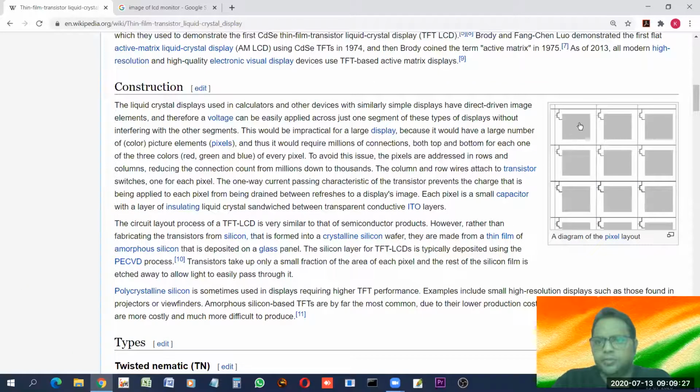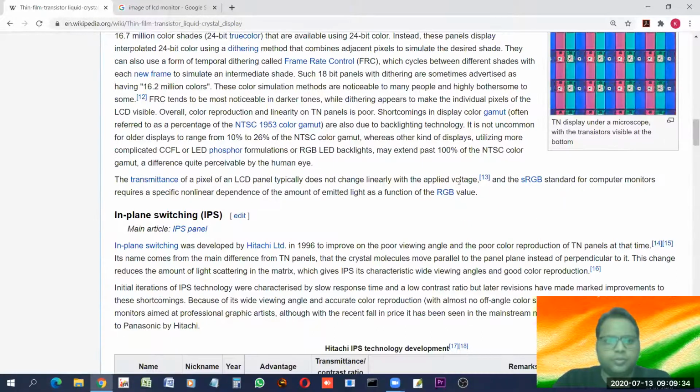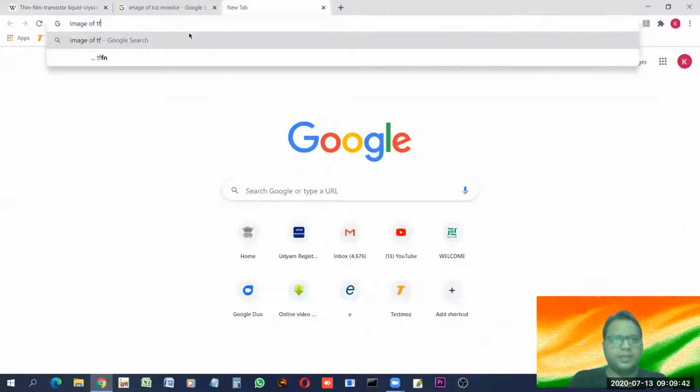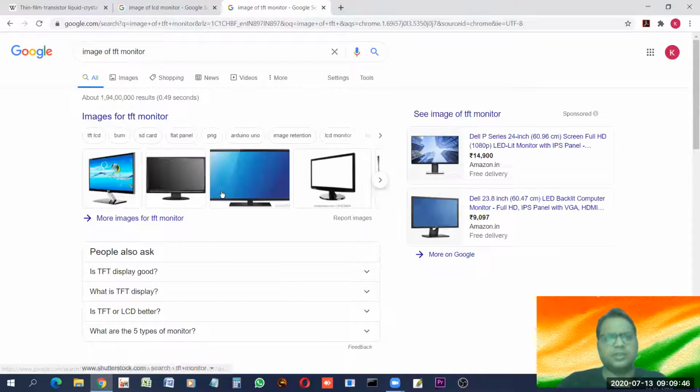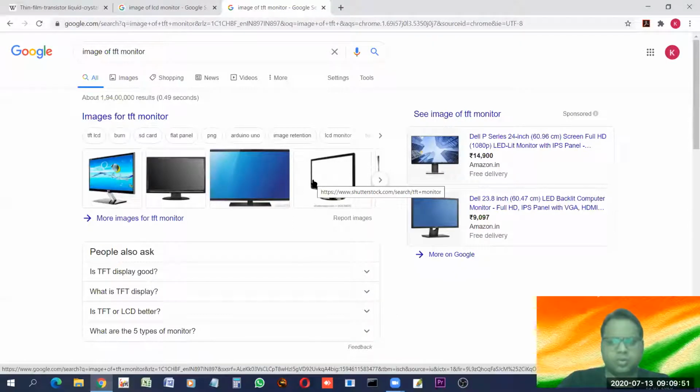This is the microscopic diagram of the pixel layout of a TFT. So instead of watching these things, you can see this also. Image of TFT monitors. They look the same. These are TFT monitors. TFT, LED, OLEDs all look the same, but the technology hidden behind them is a little different.